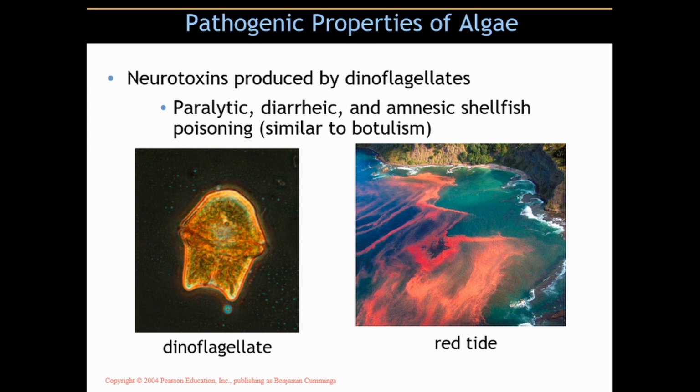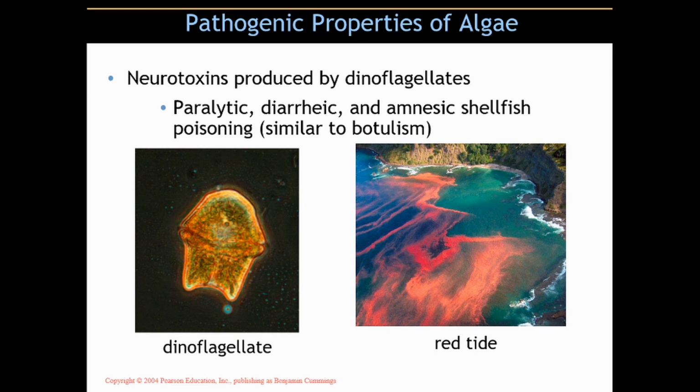What pathogenic properties do they have? They produce these toxins called neurotoxins by a group of algae called dinoflagellates, otherwise known as plankton. What are some of the symptoms that are seen by these dinoflagellates? Paralytic, diarrheic, and amnesic shellfish poisoning. And the effects of these three different types of shellfish poisoning are similar to botulism.